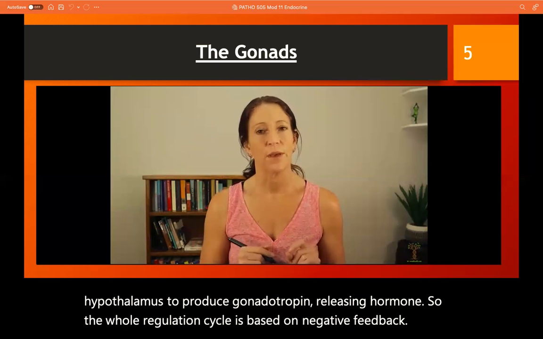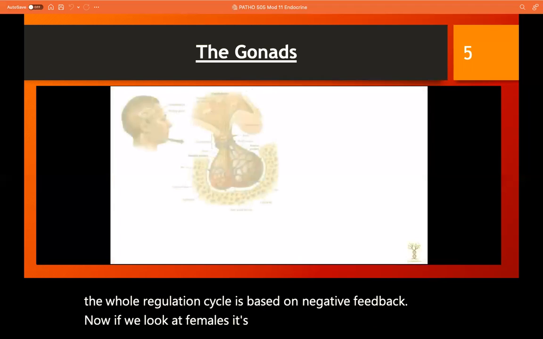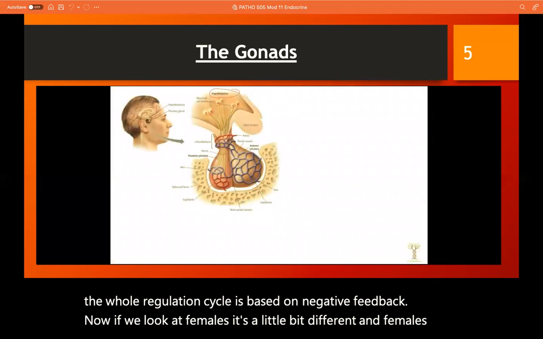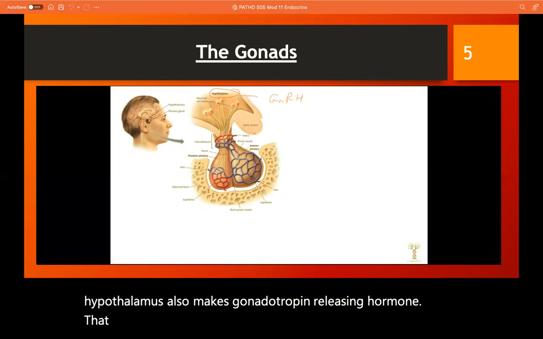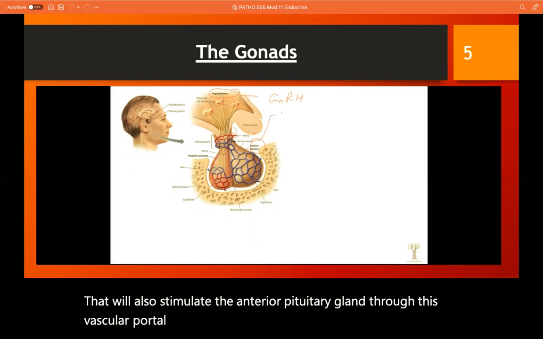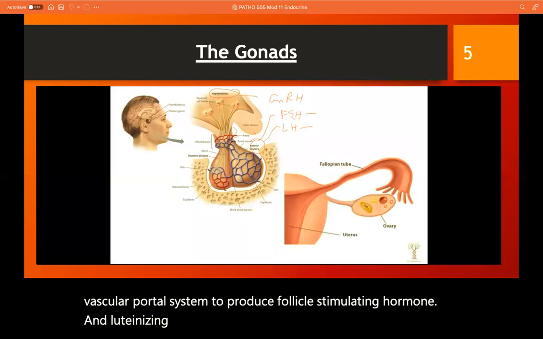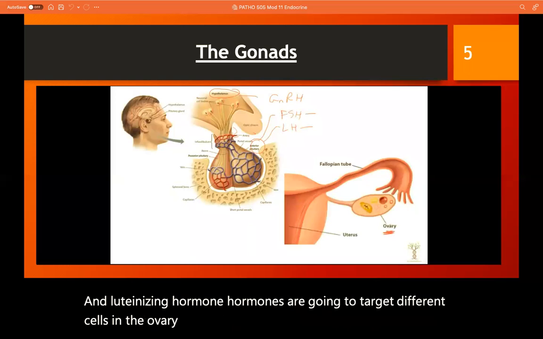Now, if we look at females, it's a little bit different. In females, the hypothalamus also makes gonadotropin releasing hormone. That will also stimulate the anterior pituitary gland through this vascular portal system to produce follicle stimulating hormone and luteinizing hormone. These hormones are going to target different cells in the ovary compared to the testis.